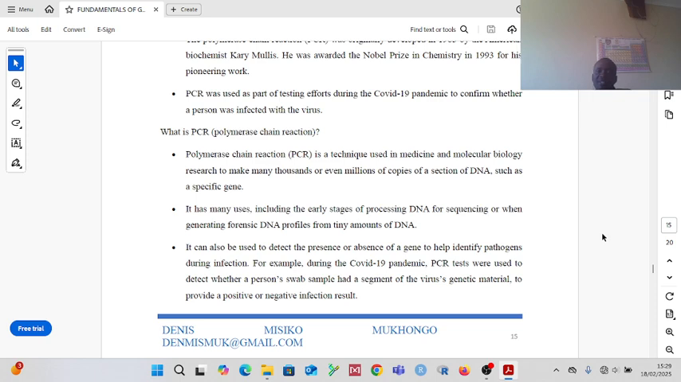Polymerase chain reaction is a technique used both in medicine and molecular biology research, and it helps in making millions of copies of a particular section of DNA, maybe a specific gene. You can use it to detect either the presence or the absence of a particular gene. If you detect it, you can identify that this gene is present. But if you realize it's not, then you say, I looked for it, but it was not present.